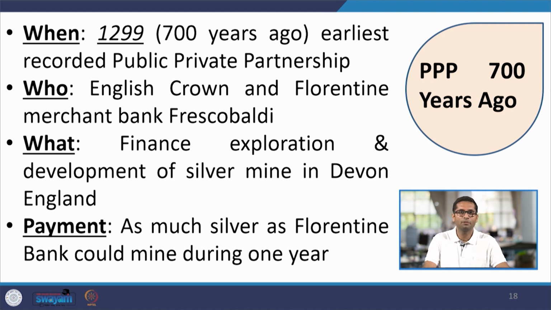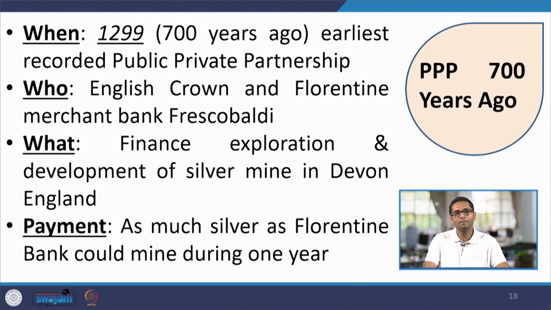So what happened was, the English crown in the UK wanted to explore a silver mine in Devon. So it needed finance for exploring the silver mine. So it approached the Florentine merchant bank, which was called Frescobaldi, 700 years back, and asked it to put the money in the mine so that the mine could be extracted. And in return for the payment, the Florentine bank could extract as much silver as it could in the first year.